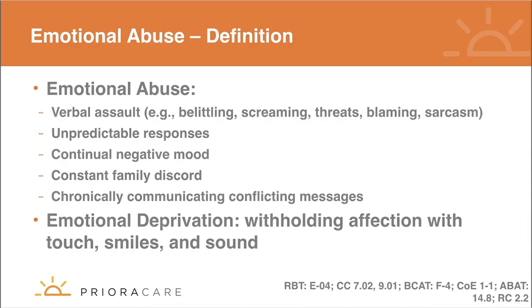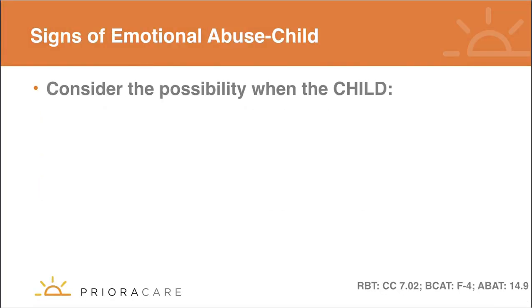Another type of emotional abuse is called emotional deprivation. This includes the parent or caregiver withholding affection in the form of touch, smiles, and sound. So now let's review the signs of emotional abuse. This section is tricky because some of these signs are also characteristics of autism. Therefore, you must carefully consider all the factors involved when making the judgment to report.